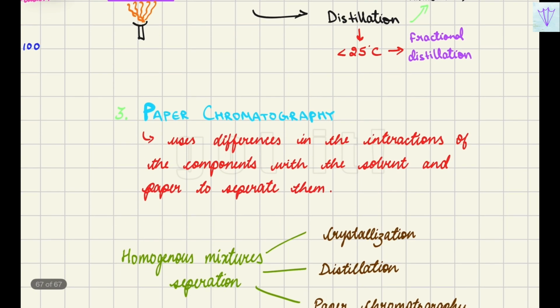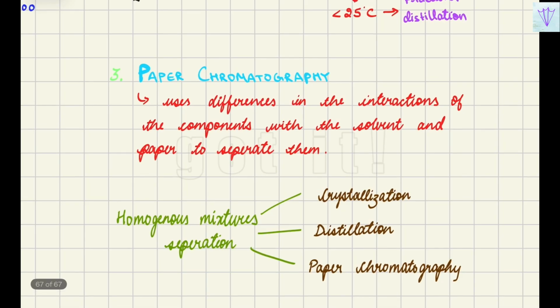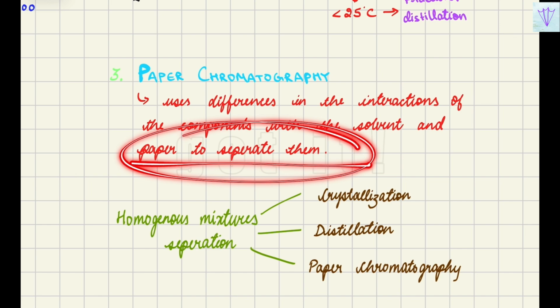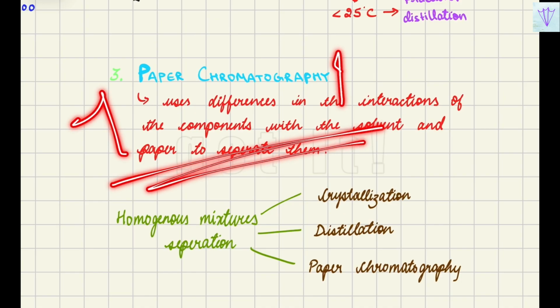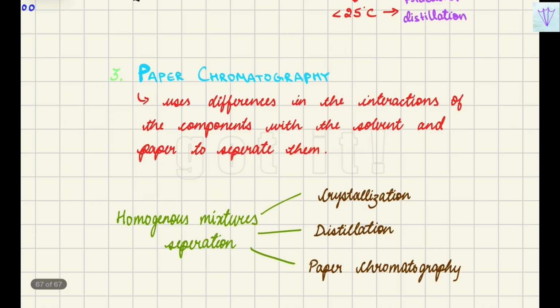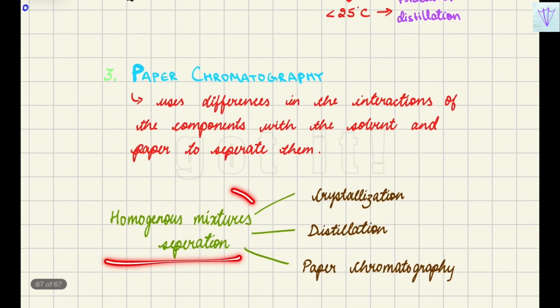And the third one is paper chromatography. It uses the differences in the interactions of the compounds with the solvent and the paper in order to separate them. So paper chromatography can be used to separate the compounds by taking advantage of the differences in the rate of movement on the paper. So when you have homogeneous mixtures, the way you can separate them is either by crystallization, distillation, or paper chromatography. Now moving to the heterogeneous mixtures.